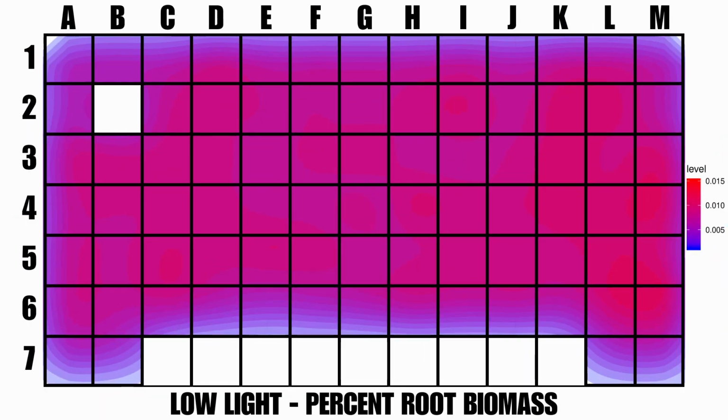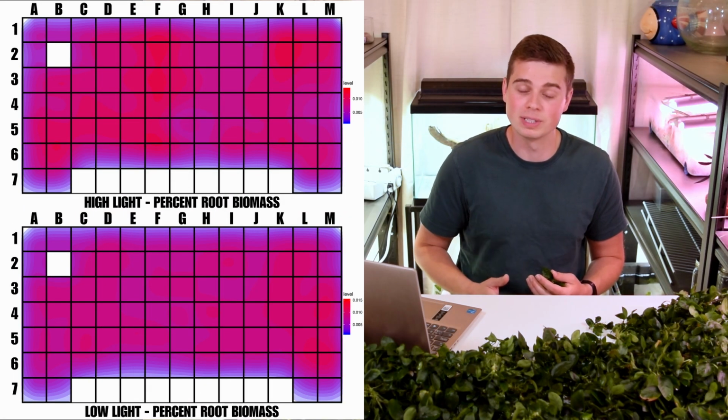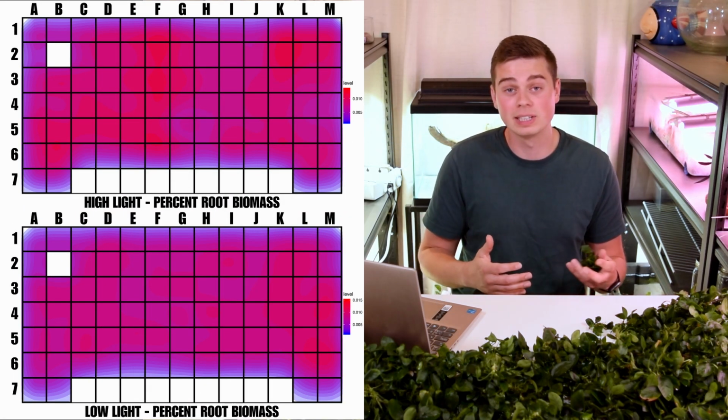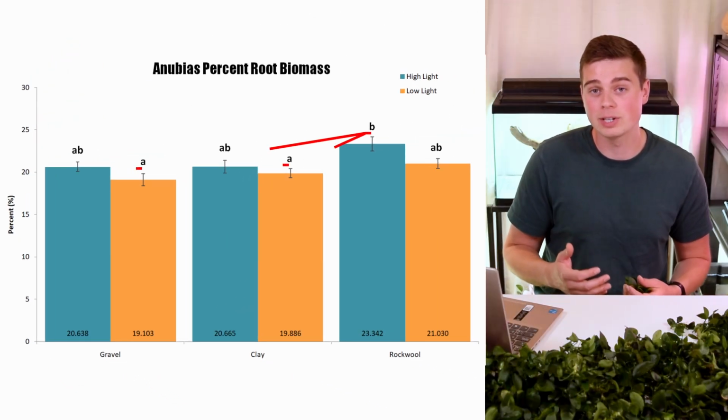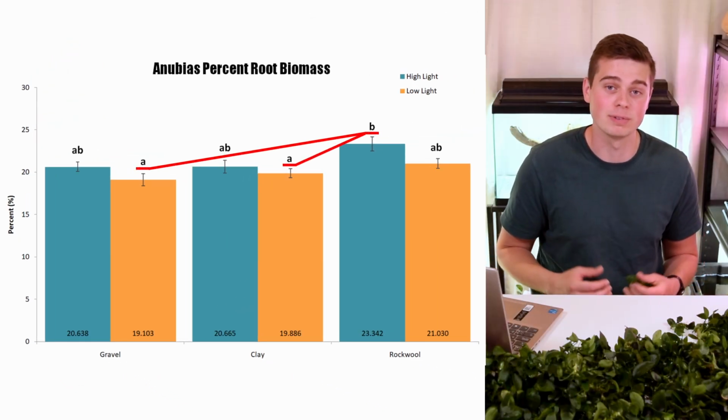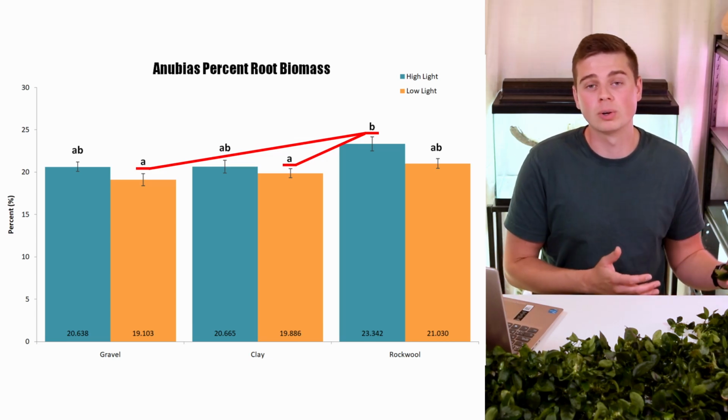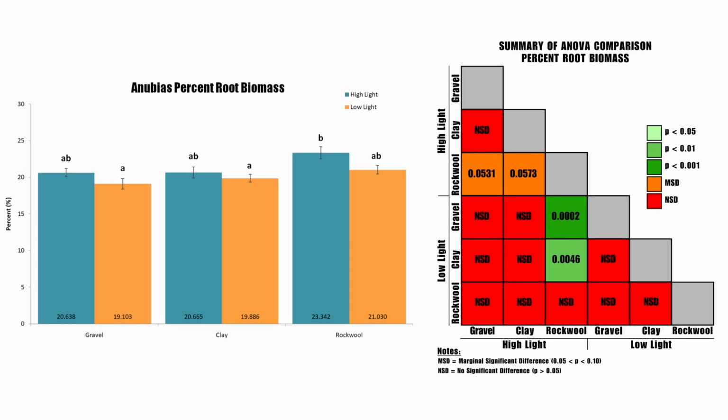I was also interested to see if different substrates actually promoted more or less root growth in our Anubias plants. And so to evaluate that, I calculated the percentage of the plant weight that was made up of roots, and we can compare that across our 6 different treatments to see if there were any differences in our experiment. And so interestingly enough, when you look at the averages across the 6 different treatments, we do actually have a few statistically significant differences.